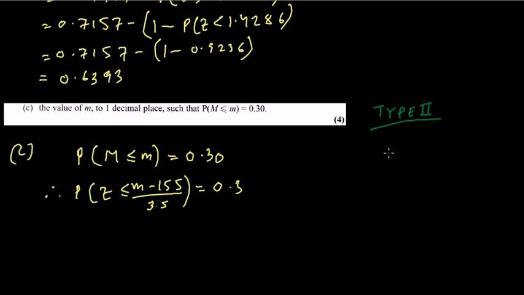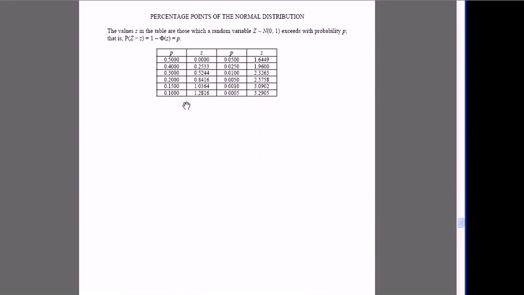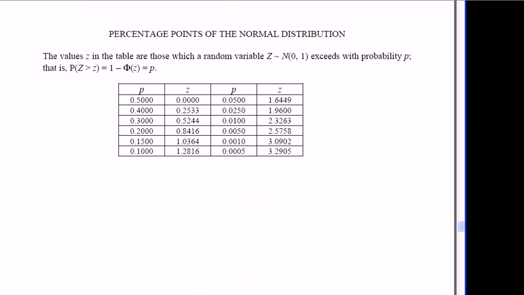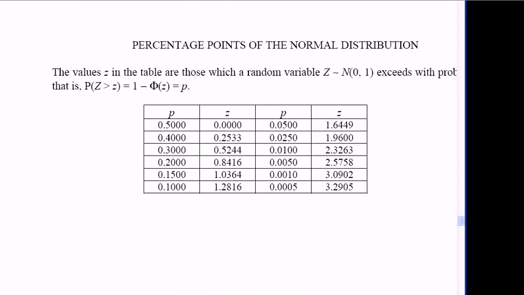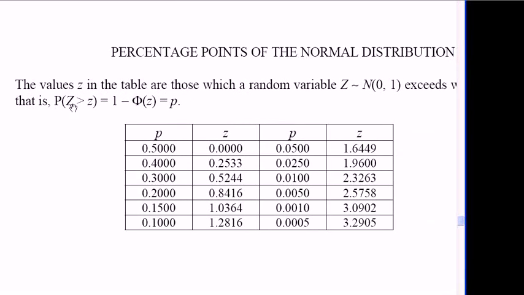Here there is a special table that you can use. This is the normal distribution table, and if you go to the next page you will find another table, the percentage normal distribution table. Now this table is a bit different. Let me enlarge this. It is a greater than table. Usually the normal distribution table is z is less than; this table is z is greater than, and it is specially made for that type 2 sum. Here the probabilities are given and here the random variables are given.